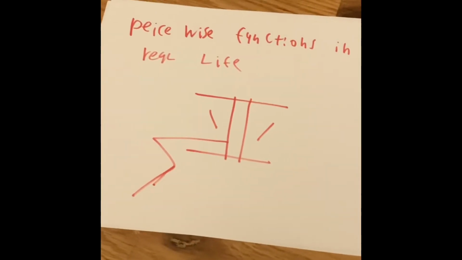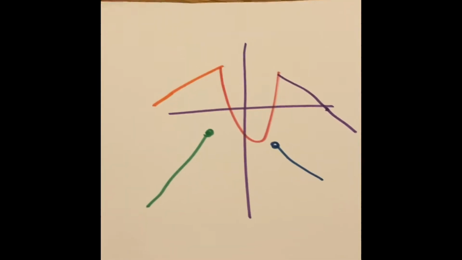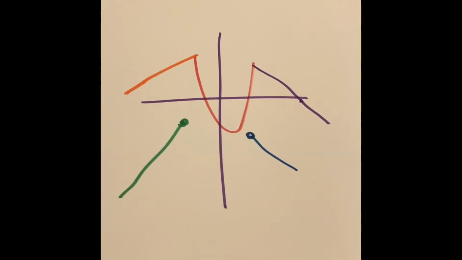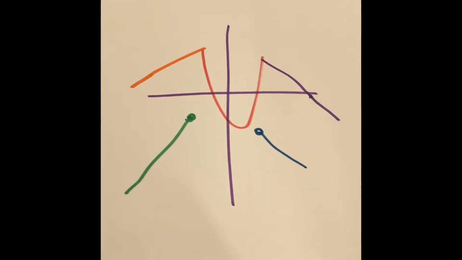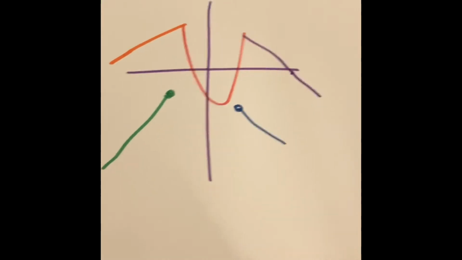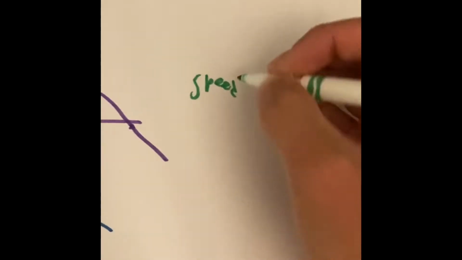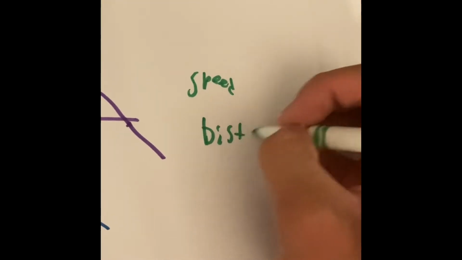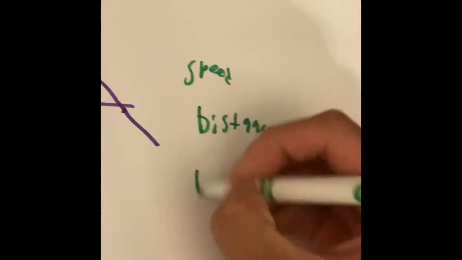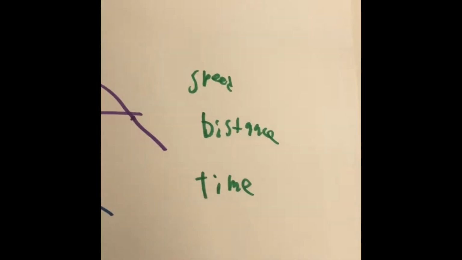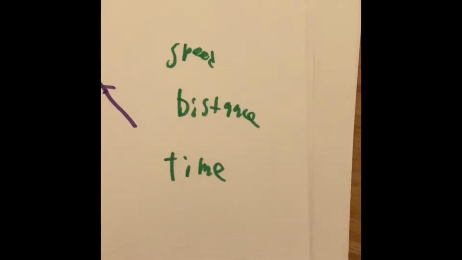We also explained that a piecewise function can actually tell a story without any words, because the kind of stories that we're going to be telling are going to be about your speed, your distance, and your time to complete the task. So here's an example.